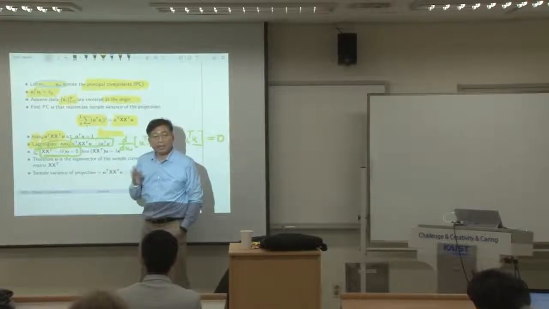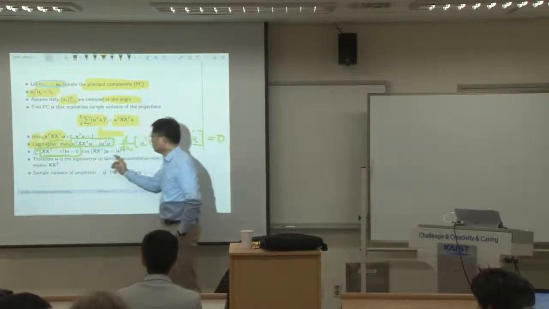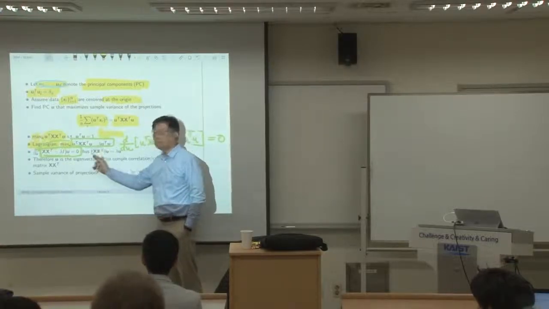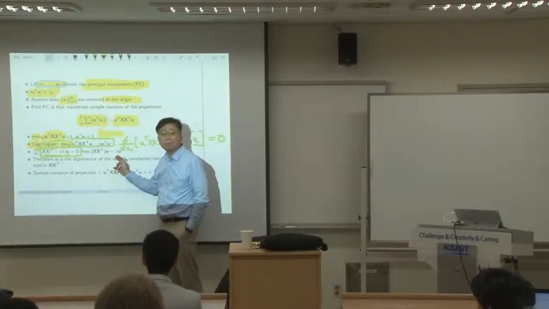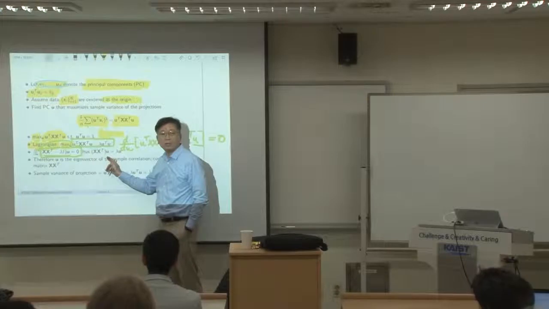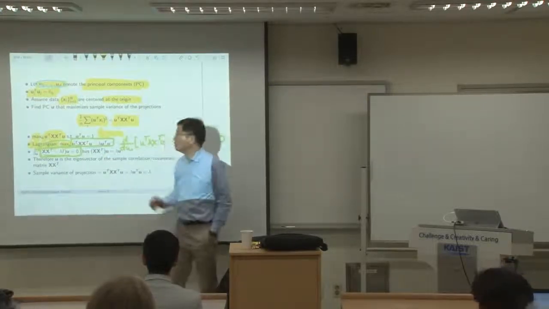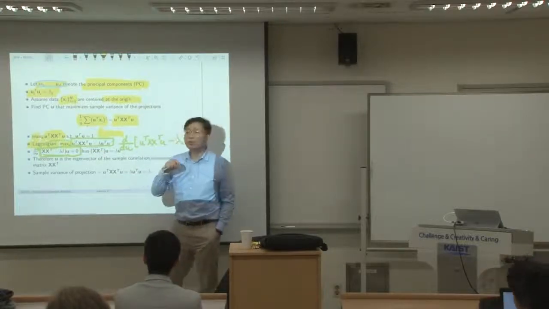And if I rearrange this term, I get that. So what is this? This is eigenvalue decomposition. U is what? The eigenvector. Lambda will be what? The eigenvalue.